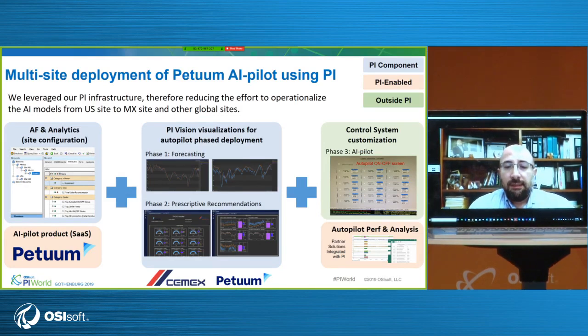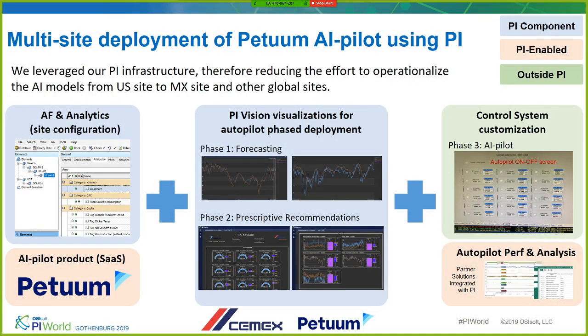So what came next? Now is phase 4, which is to start deploying the proven use cases to other sites. What did we do in this case? One of the advantages of Pi is that we leverage other Pi infrastructure. So we have AF and analytics to configure the site, plus there's the AI pilot product from Petuum. Then we have all the Pi Vision visualization for autopilot for the phase deployment, in forecasting and in prescriptive recommendations.